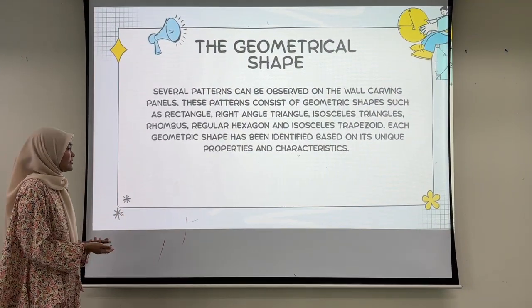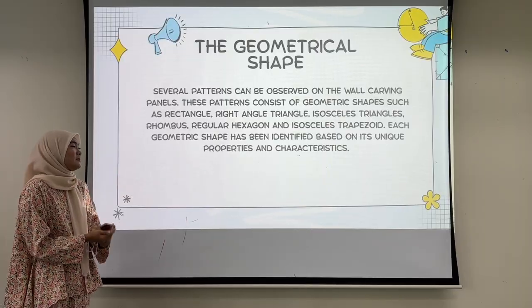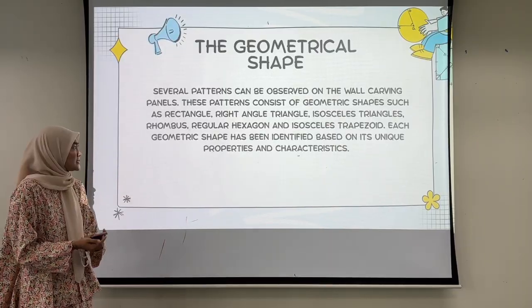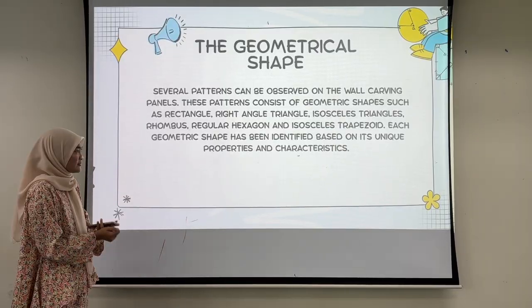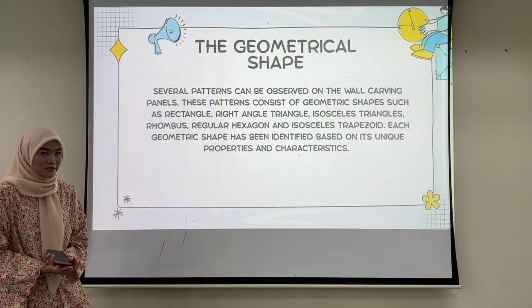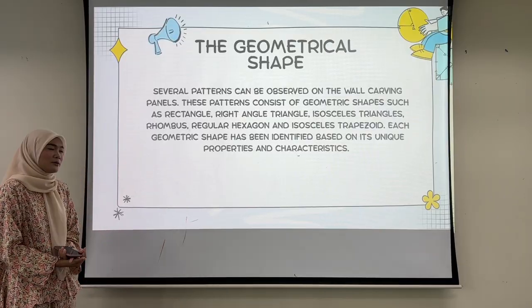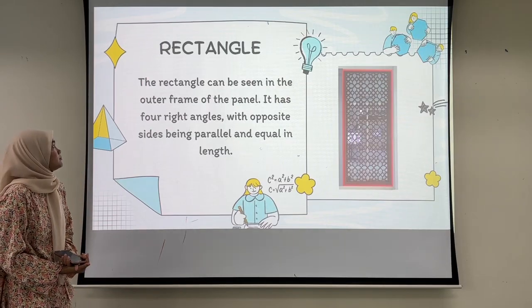Next is the geometrical shape. Several patterns can be observed on the wall carving panels. This pattern consists of geometrical shapes such as rectangle, right angle triangle, isosceles triangle, rhombus, regular hexagon, and isosceles trapezoid. Each geometric shape has been identified based on its unique properties and characteristics.